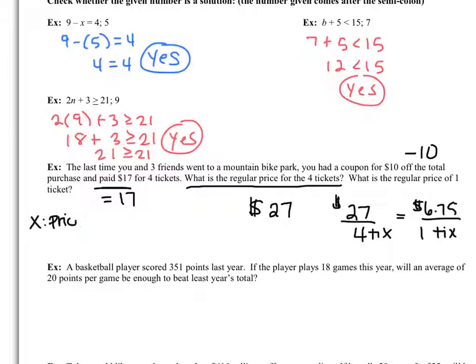Another way to do this problem would be to assign the variable x as the price of 1 ticket. And we know that we were buying 4 of them, so it would be 4 times the price of 1 ticket. And we got $10 off the total price and paid $17. And now we could solve this as a multi-step equation, which we actually won't review until chapter 3, so I won't go through the process now, but if you know how to do that, you could do that.